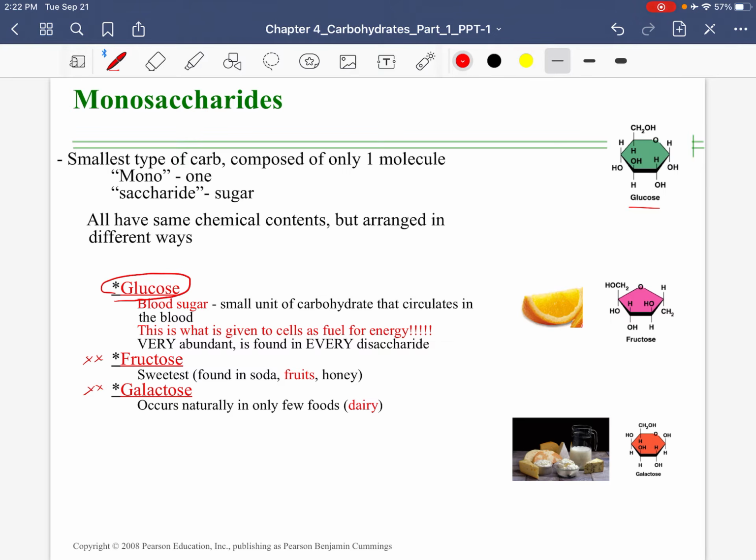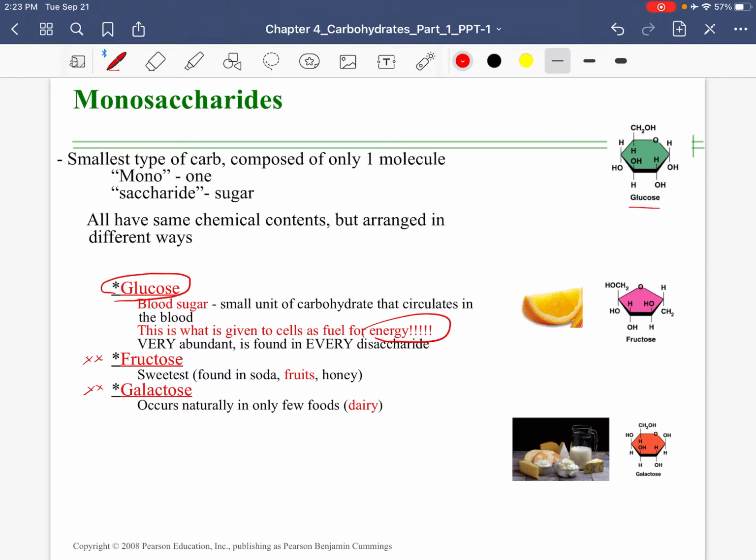Folks, this is the glucose that circulates in our bloodstream. Everyone's heard of blood sugar. Sometimes it's high, sometimes it's low. Diabetics have a difficulty in regulating blood sugar. When we talk about blood sugar, what's circulating in the blood, it is glucose, a monosaccharide. Very abundant. This is what our cells will use for energy.